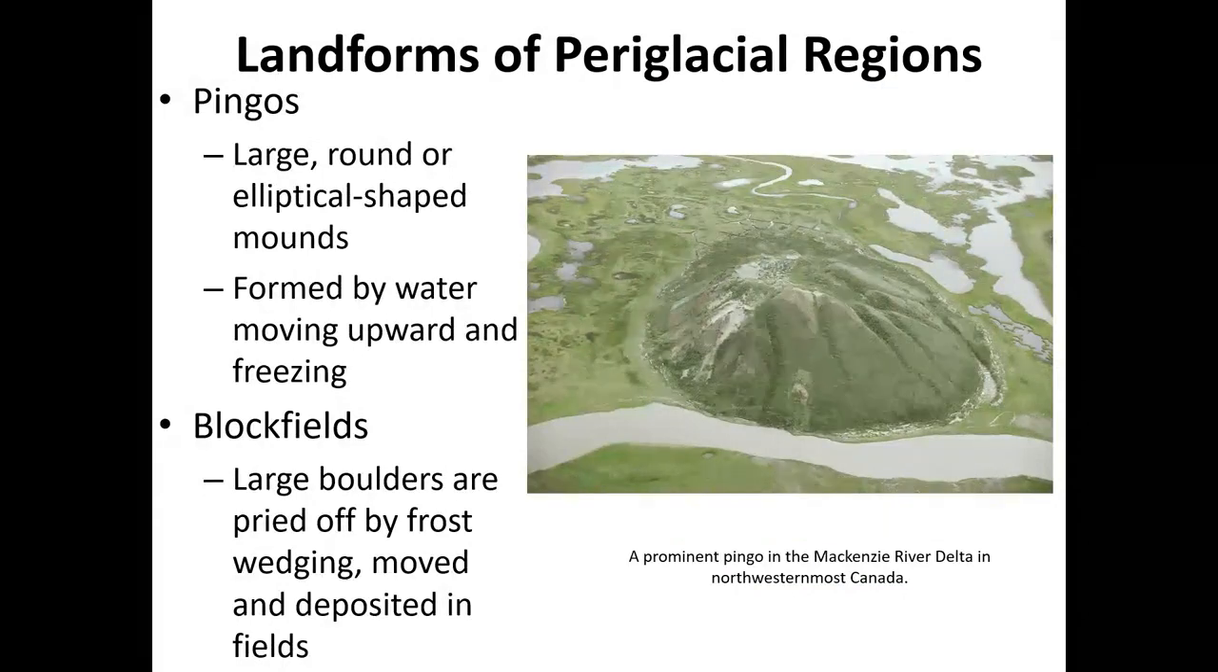Another unusual landform are pingos. There's an article for this particular chapter that talks about these. These are large elliptical shaped mounds. They look like hills, but on the inside, instead of dirt or bedrock, it's actually ice. So it's a large bubble of ice that's coming up, pushing up the land above it. And those unusual formations are called pingos.